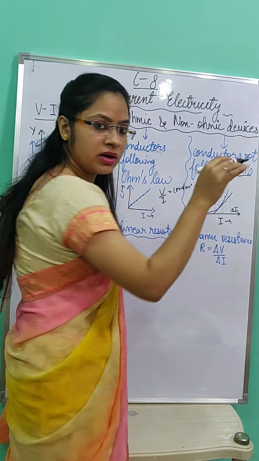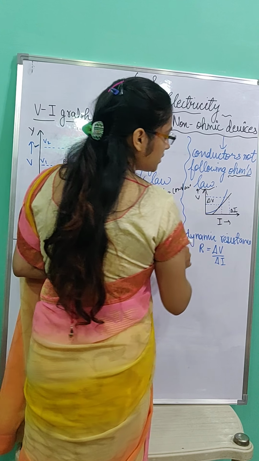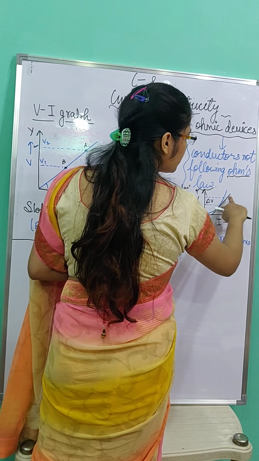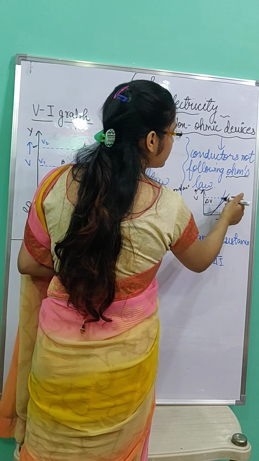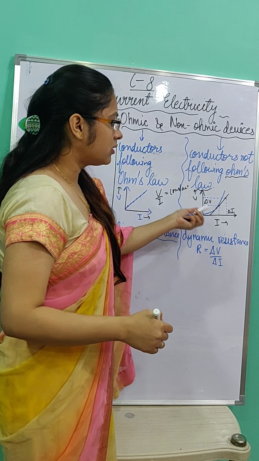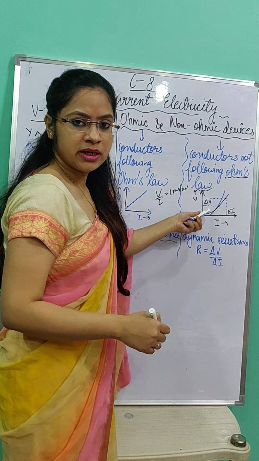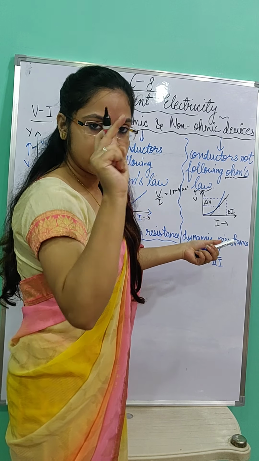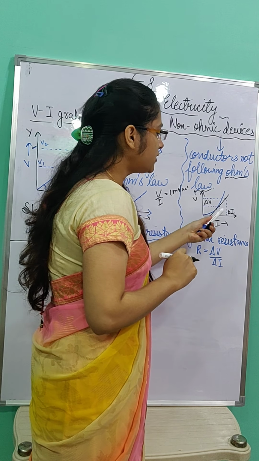For such a curved graph, to find the slope we take a point on this graph, draw a tangent, and then select 2 points on this tangent and draw the perpendicular lines towards the x-axis and y-axis. The difference between the y-axis values is represented here as delta V. Delta V means the change in potential. This delta sign represents the change. Similarly, delta I is this value minus this value.